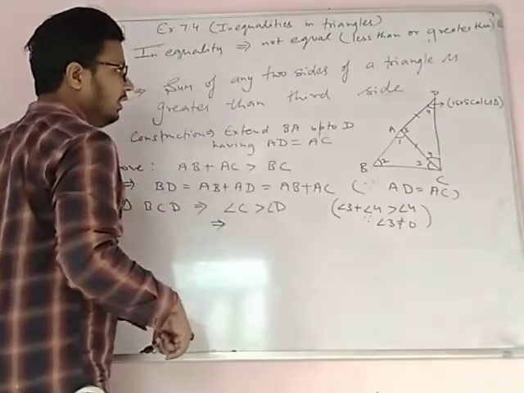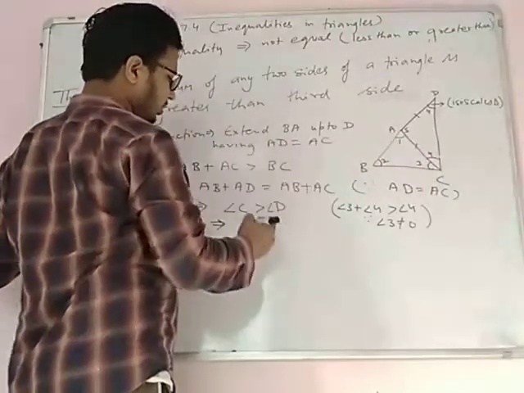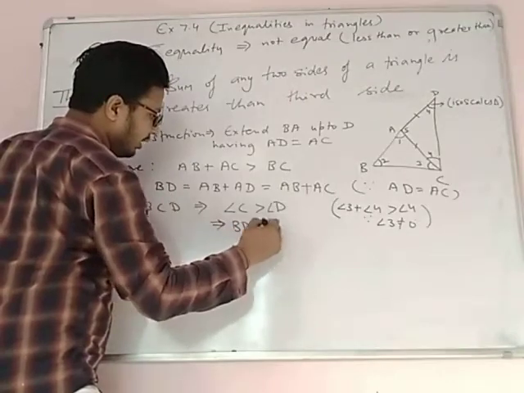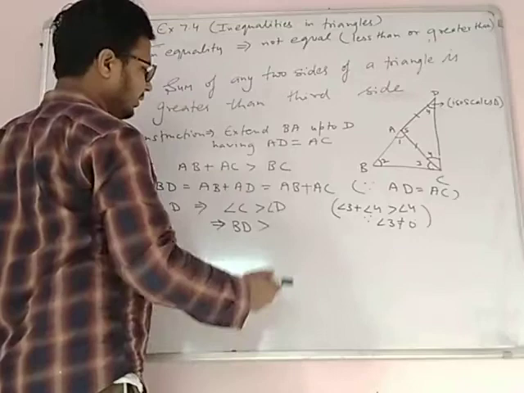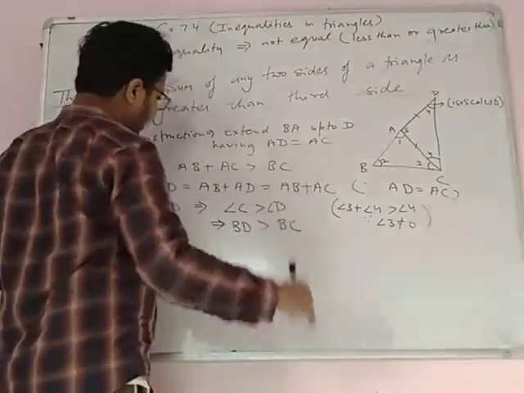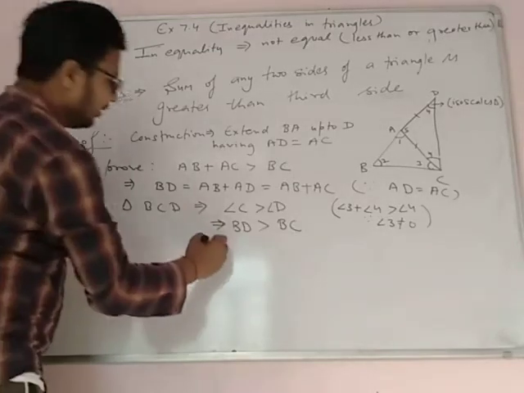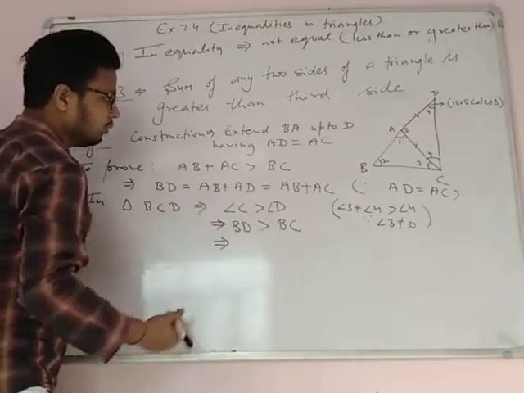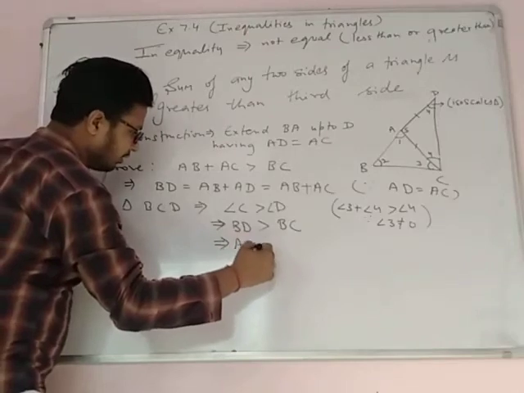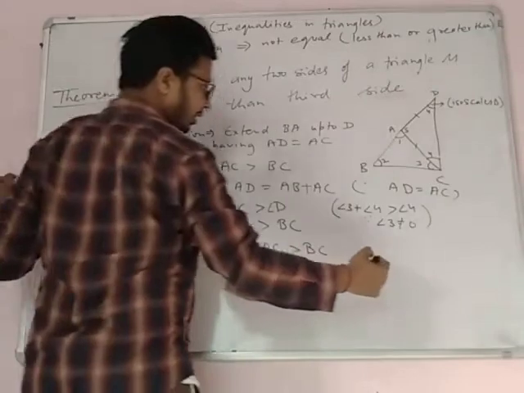Now, angle C is greater than angle D means, therefore, if angle C is greater than angle D, that means the side opposite to angle C, का opposite side कौन सी है? BD is greater than the side opposite to angle D, which is BC. The side opposite to angle D is BC. Now, we can write BD as, I told you that BD is equal to AB plus AC, which is greater than BC. Hence proved.